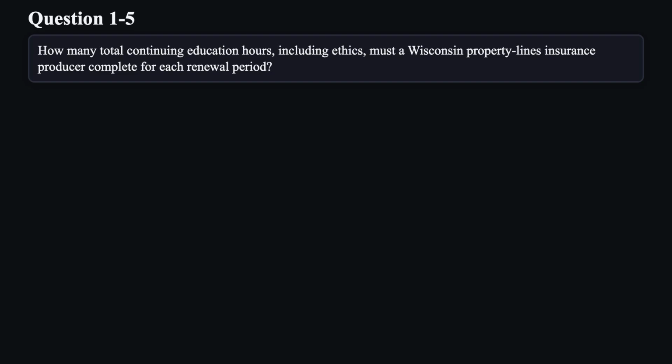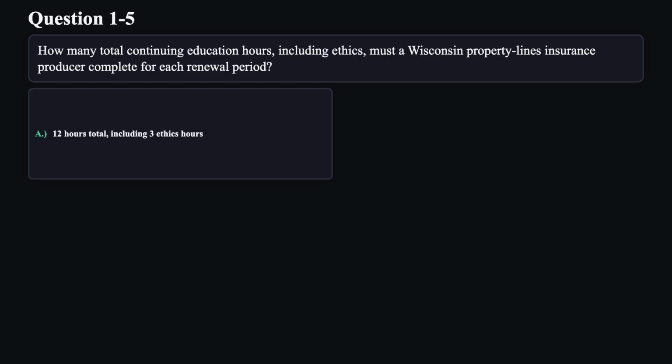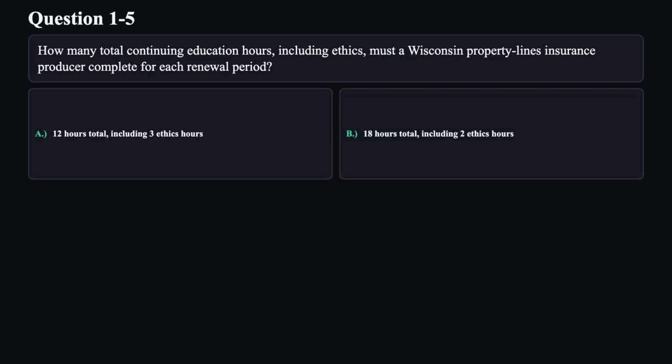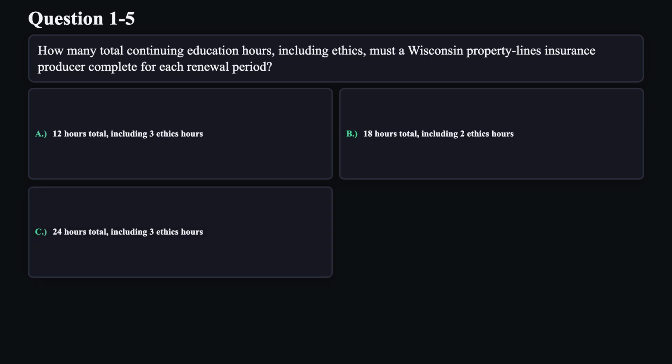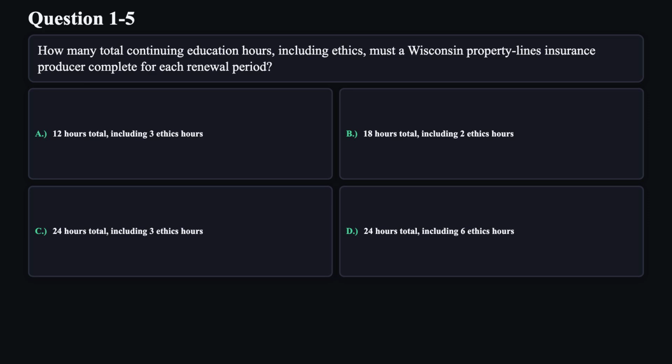Question 5. How many total continuing education hours, including ethics, must a Wisconsin property lines insurance producer complete for each renewal period? A. 12 hours total, including 3 ethics hours. B. 18 hours total, including 2 ethics hours. C. 24 hours total, including 3 ethics hours. D. 24 hours total, including 6 ethics hours.